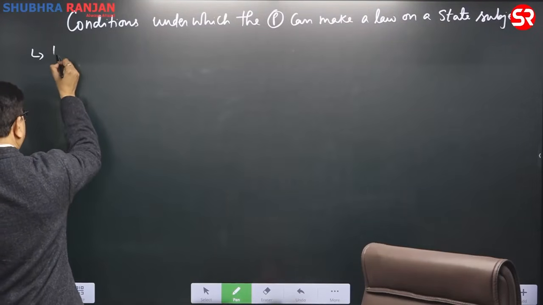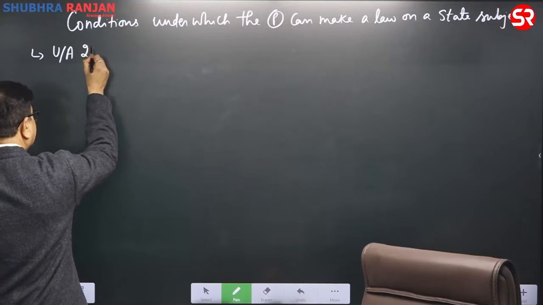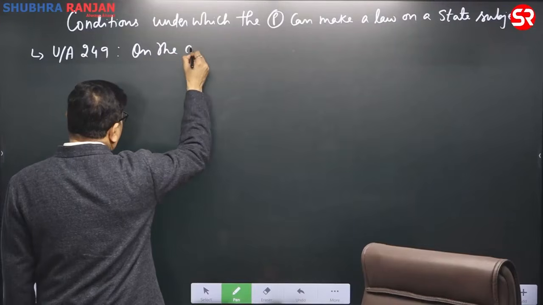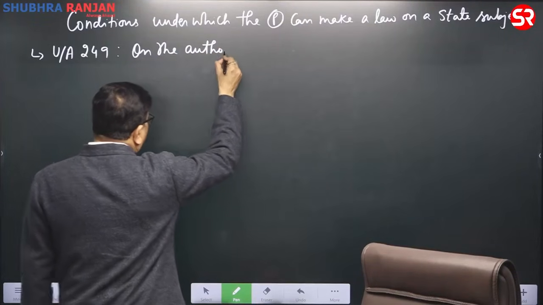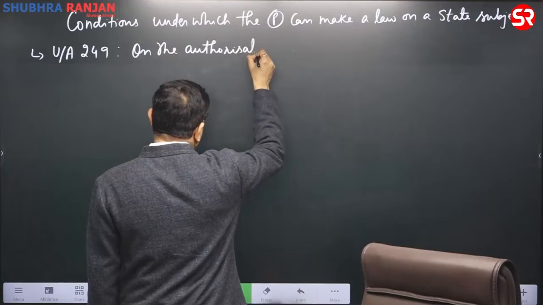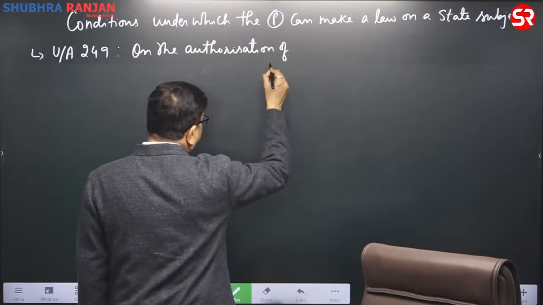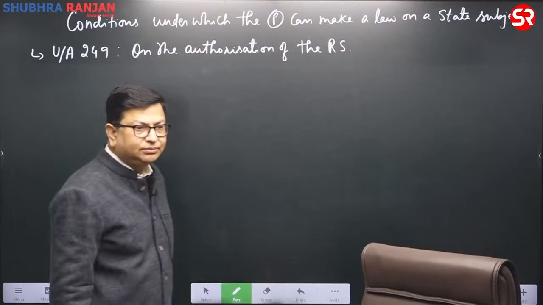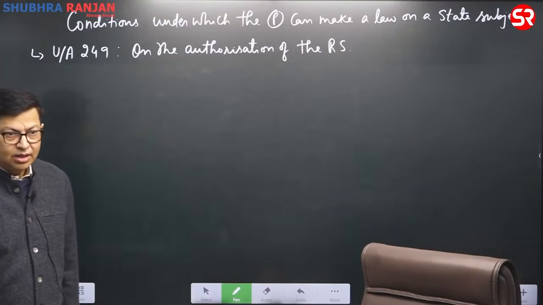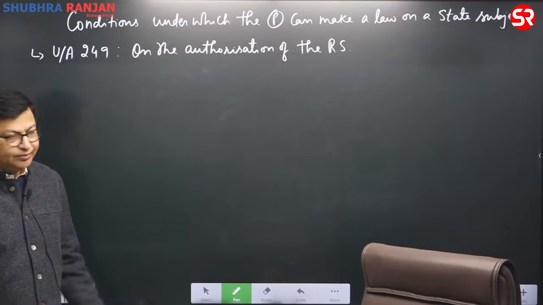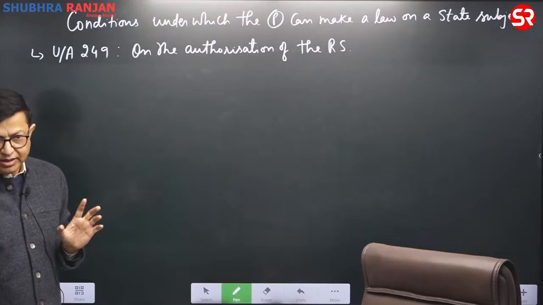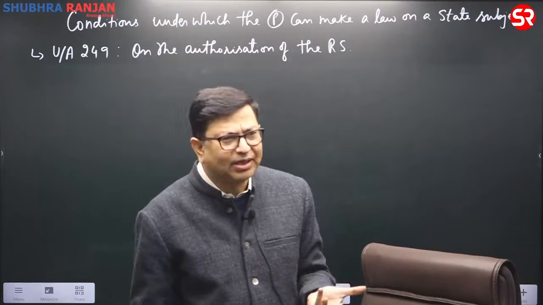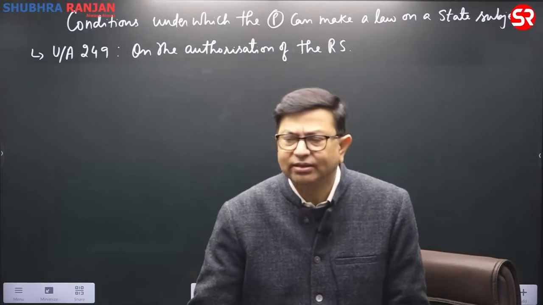First, under Article 249, on the authorization of the Rajya Sabha. On the authorization of the Rajya Sabha. I'll explain it because some of you may or may not have attended the classes. Some of you may have studied on your own. So some clarity has to be there. I will make you understand.